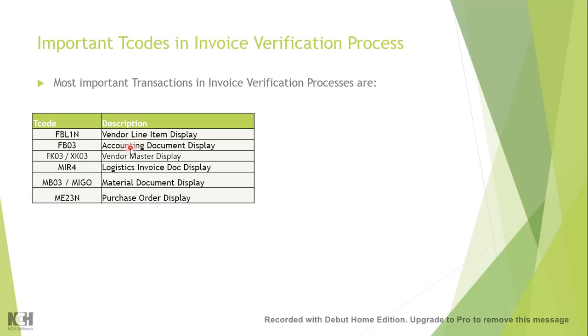FB03 is to display the accounting document, whereas MIR4 is to display your logistics invoice document. When you do PO based invoice processing, two documents get generated: one is called the accounting document, another is called the logistics invoice document. Then MB03 or MIGO you can use to display goods receipt and goods issue related documents. So all the material documents you can display through these two transactions. And finally, to get a detailed overview, you can use ME23N to display the purchase order. I would recommend getting access to all these transactions from your client.